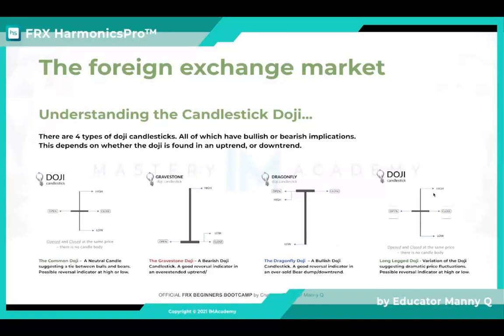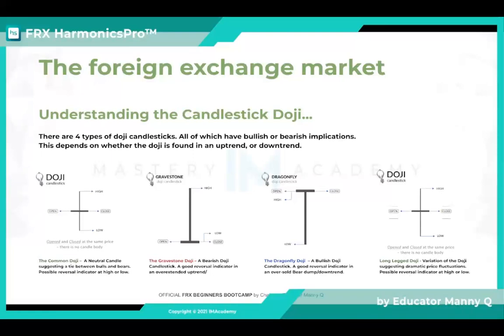And then you have something known as the long-legged doji. The long-legged doji is basically the same as a regular doji. It just has a longer wick on the top and the bottom. So it's a variation of a doji. And this is just suggesting dramatic price fluctuation. So there is a big battle of buyers and sellers in the market. And you can also use this as a possible reversal indication at the high and at the low of a particular trend.